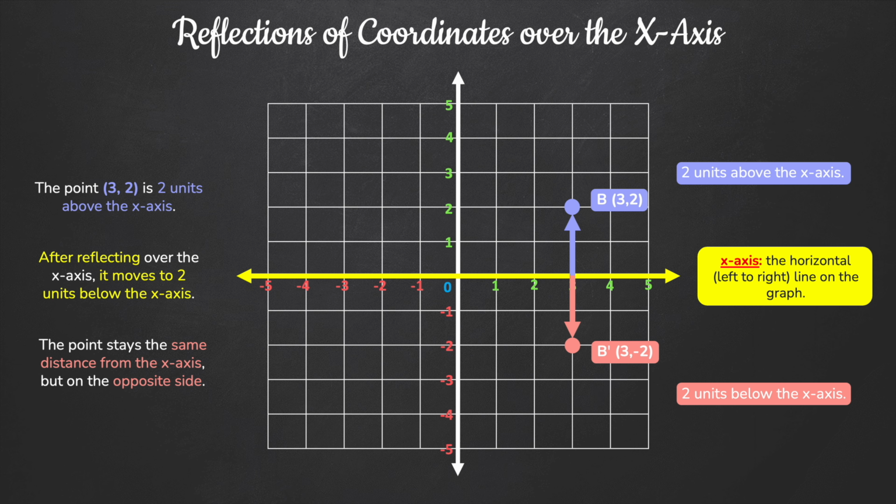So because we're reflecting point B, we're going to call our new point B prime. So we put that little symbol next to B, and we'll write out our new point, which is 3, negative 2.